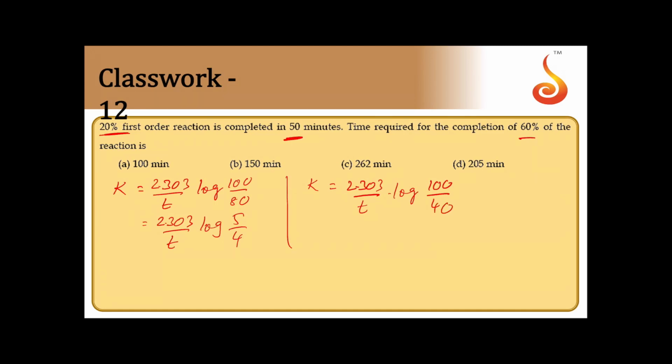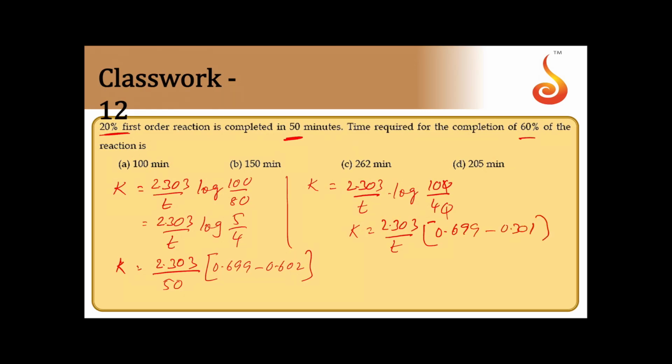Here time is given as 50, so K is equal to 2.303 by 50 into log of 5, that is 0.699, minus log 4, 0.602. This side it is coming out to 5 by 2. So K is equal to 2.303 by T into log 5 minus log 2, 0.699 minus 0.301. So these two K values can be equated. Equating and simplifying, we get the value of T as 205 minutes.